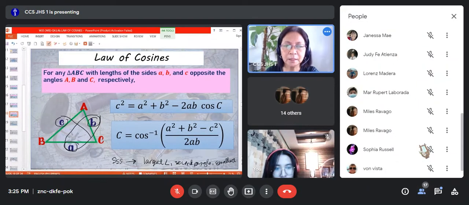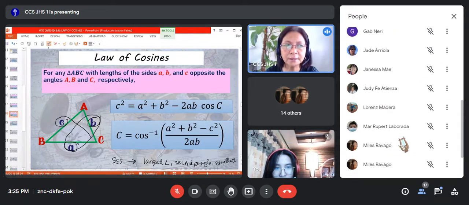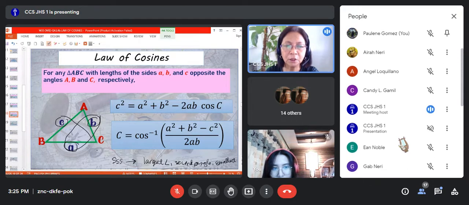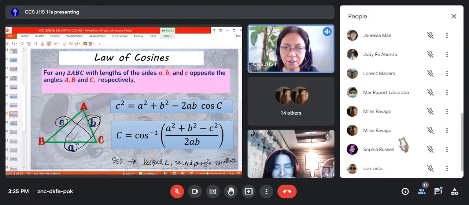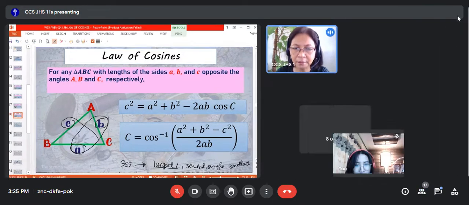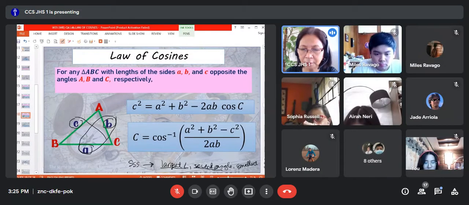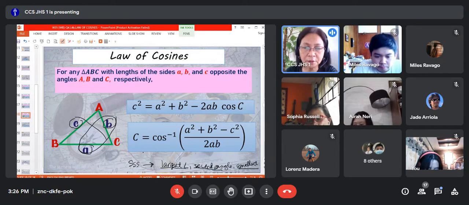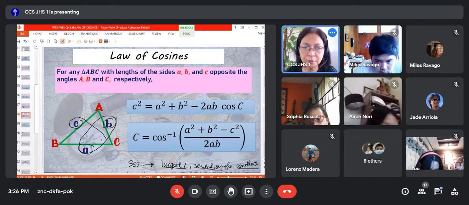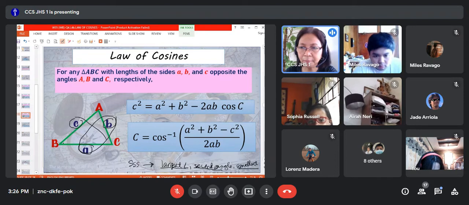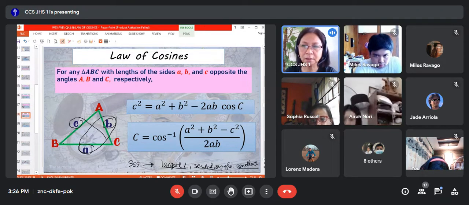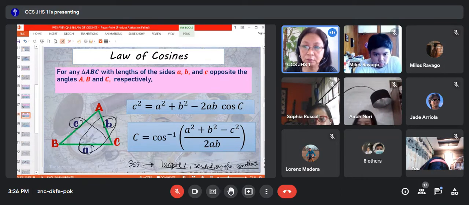Now, for this problem, if you are given all the sides, you have to solve first for the largest angle, then the second largest angle, and then the smallest angle. What is your clue? The largest angle is opposite the longest side, right? From Geometry 8, the largest angle is opposite the longest side of the triangle.